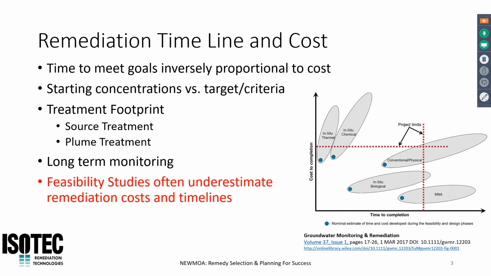But one of the things that you'll find, and this is from images from a groundwater monitoring remediation report that came out a few years ago, is that feasibility studies often underestimate the time and or the cost of actually doing the remediation at these sites, where these blue dots are about an average of what was estimated. And you see that those time frames or the costs are longer or more expensive.